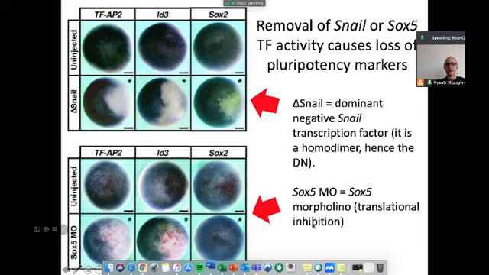And here we have the knockdown of another neural crest cell marker, SOX5, by morpholino. And in both cases, wherever we see a knockdown of SNAIL, we see loss of these pluripotency markers. And we see that in both cases for things like ID3 and TFAP2. So removal of SNAIL or SOX5 transcription factor activity causes loss of these pluripotency markers.